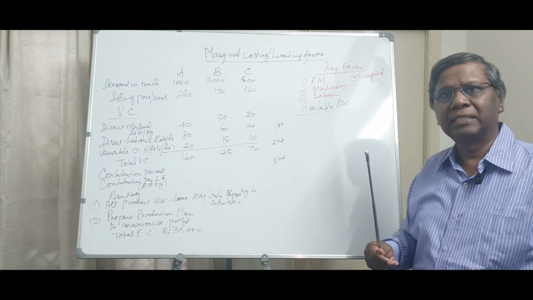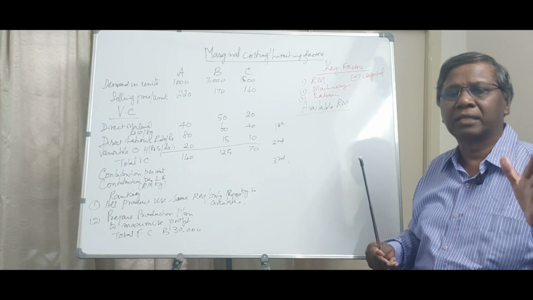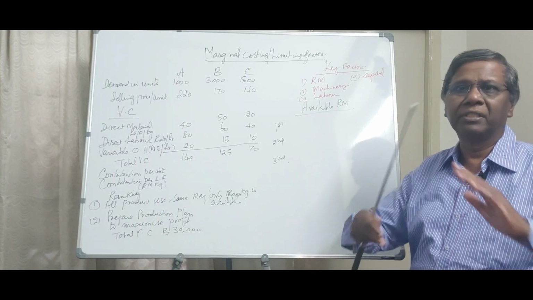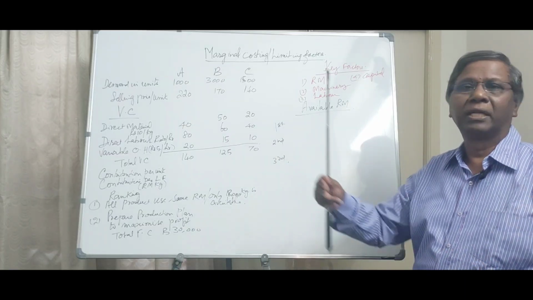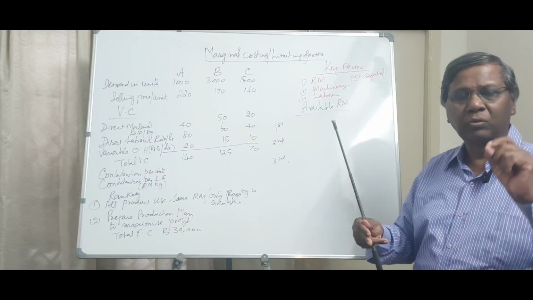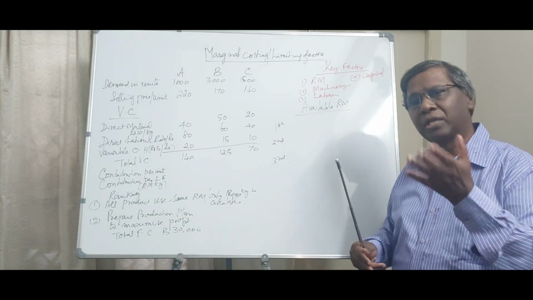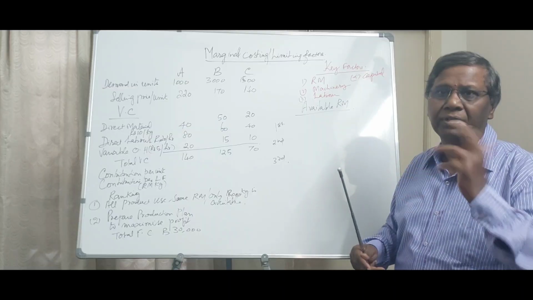In the last sessions we saw the case where there are no constraints, no short supply of raw material, and everything is available in time and in abundance. In those situations, we can only see contribution per unit. Now we cannot just see contribution per unit. We have to see it differently.